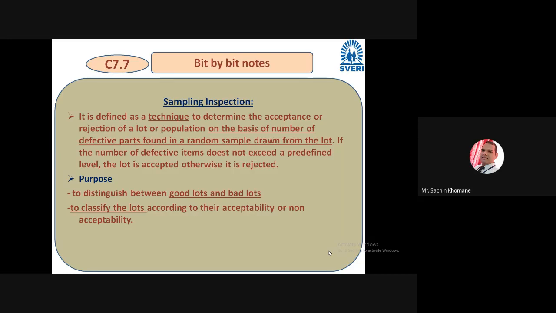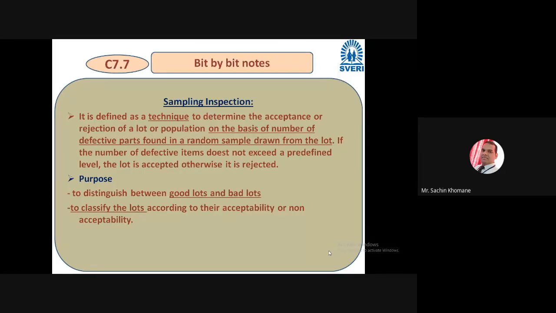You have to decide the predetermined level. Suppose 1000 components are there, you have drawn only 20 components, and if in that 20 you found one defect, it will be okay, that lot will be accepted, otherwise it is rejected. Getting? If it is more than one, it should be rejected. So this is a predetermined level which you are deciding. So for that purpose, this sampling inspection technique is very, very important, where you can find out the defects from a random sample.